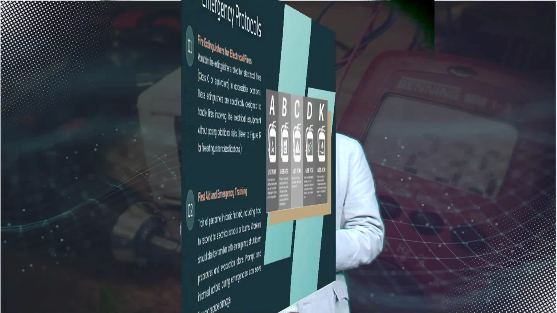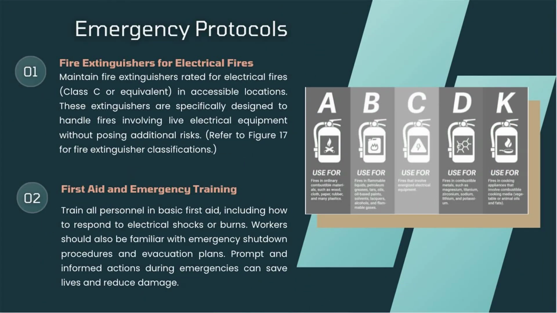Emergency protocols. Electrical emergencies require quick and effective responses to mitigate risks. Consider the following protocols. Number 1, fire extinguishers for electrical fires. Maintain fire extinguishers rated for electrical fires in accessible locations. These extinguishers are specifically designed to handle fires involving live electrical equipment without posing additional risks.